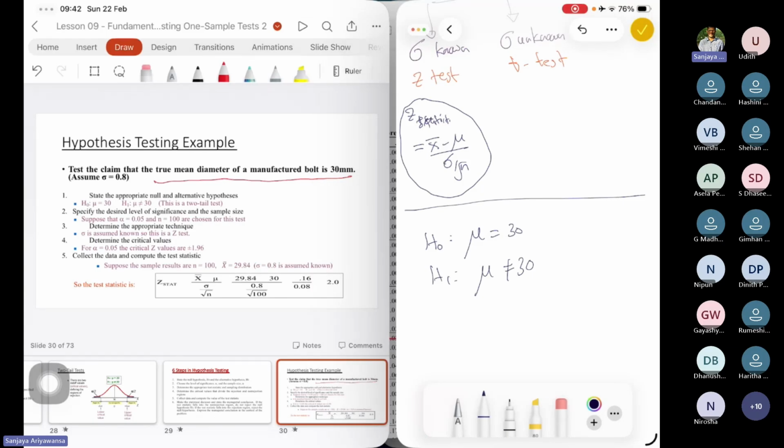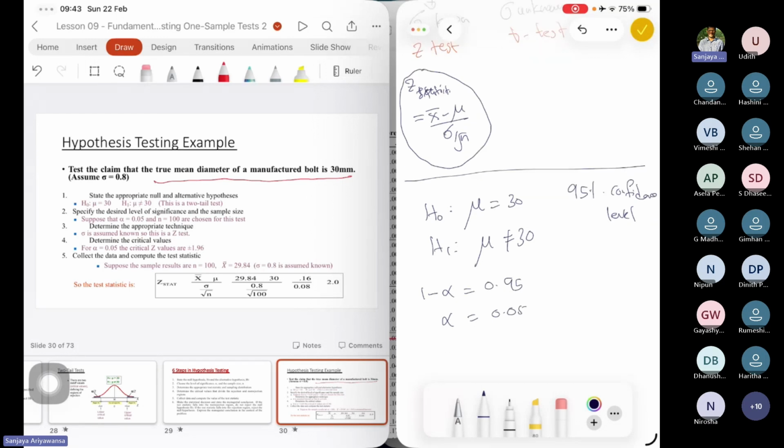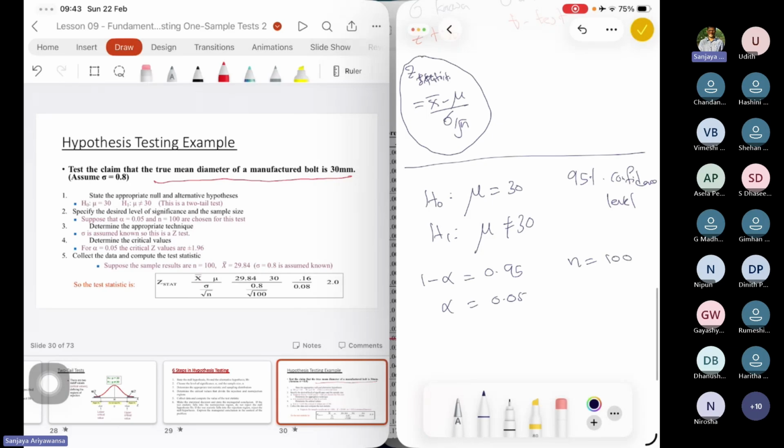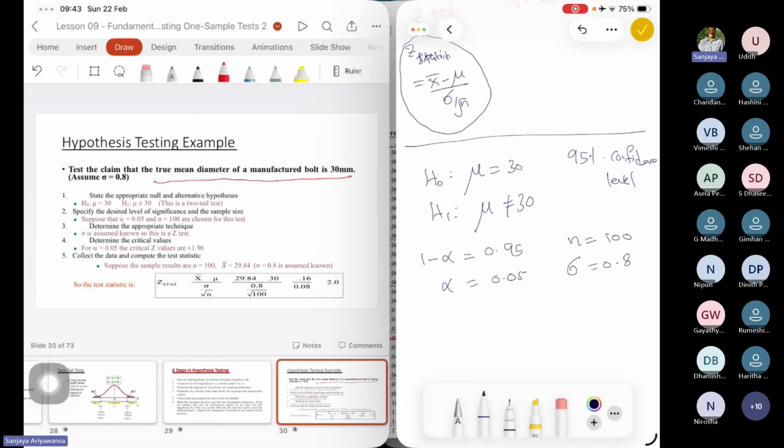Then what else is given? The confidence level will be given. So let's assume a 95% confidence level. If you're told 95% confidence level, that is 1 minus alpha is 0.95, so therefore alpha is 0.05. And if you are told that the sample size is, let's say, 100, and assume sigma is also given, suppose sigma is given as 0.8. So that means we are going to use the Z test over here.